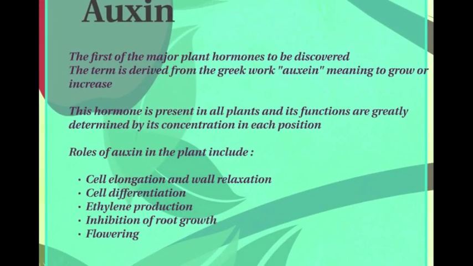Auxins are plant hormones found in all parts of the plant. They are the first of the major hormones that have been discovered. The term auxin derives from the Latin word auxein, and it means to grow or increase. The functionality of this compound is greatly determined by its concentration in each position. It participates in major processes such as cell elongation, wall relaxation, cell differentiation, ethylene production, inhibition of root growth, and flowering.